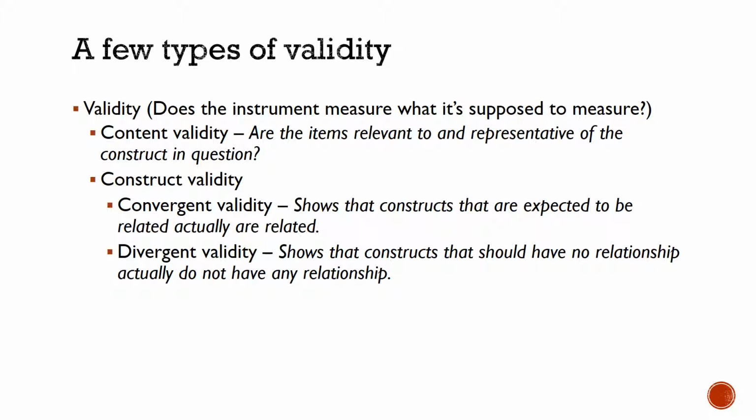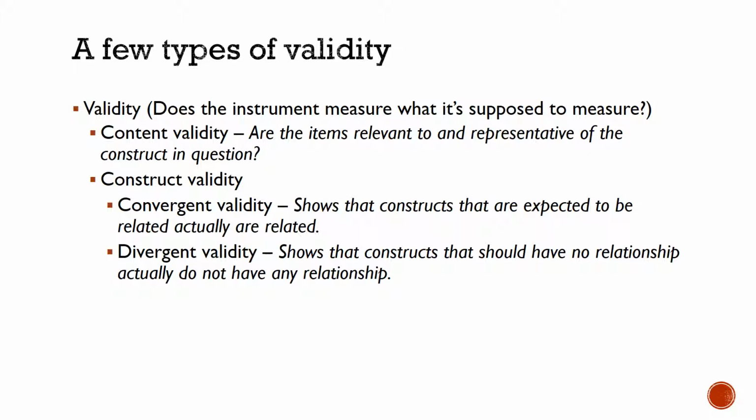Another way to demonstrate the validity of an instrument is to check that the scores that one gets on a particular scale meaningfully relates to other variables in predictable ways. When a researcher tries to demonstrate convergent validity, they are demonstrating that constructs that are expected to be related actually are related.